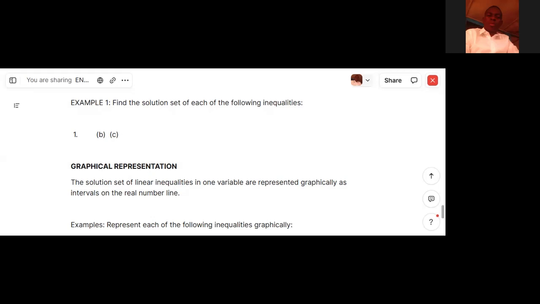Then thirdly, find the solution set of the inequality 3x minus 2 greater than or equal to 1/2 x plus 3.